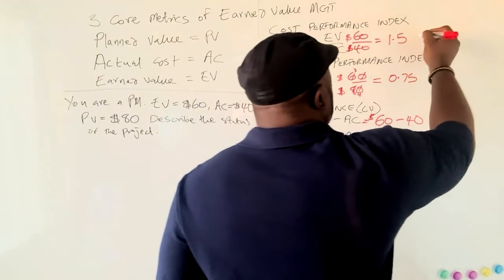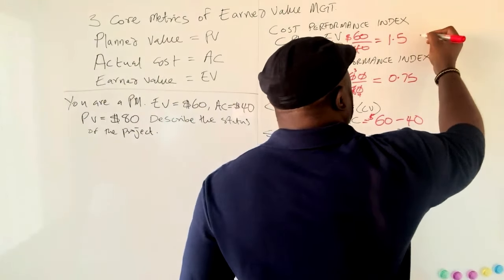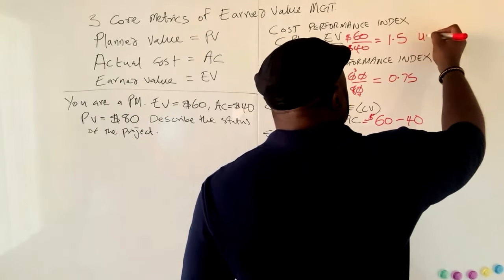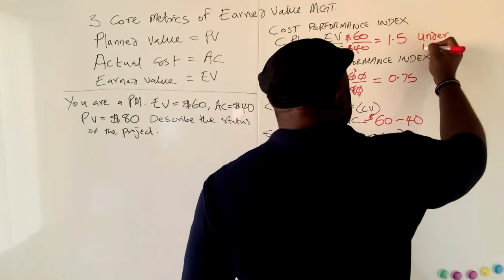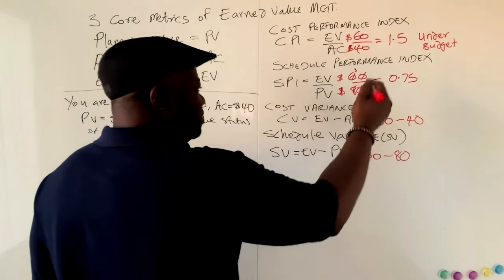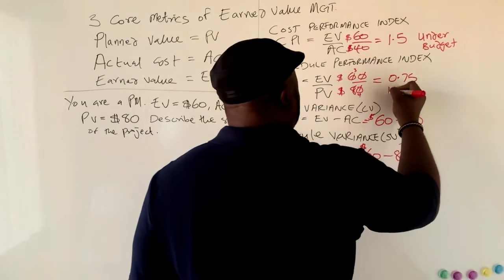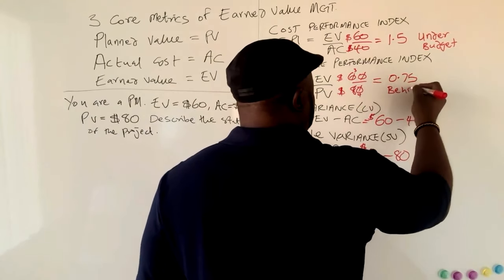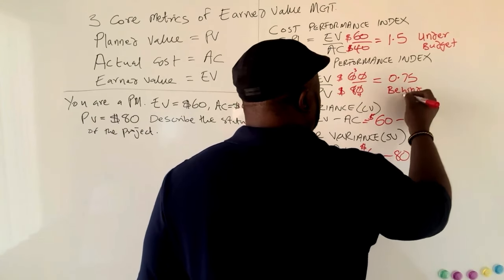So you can say this is under budget for the first one. This one, the logic is you are behind schedule.